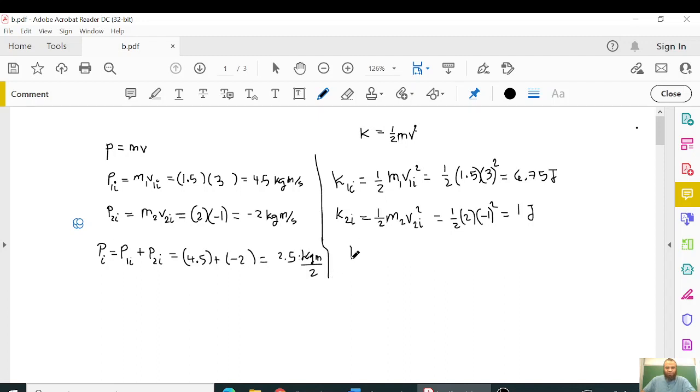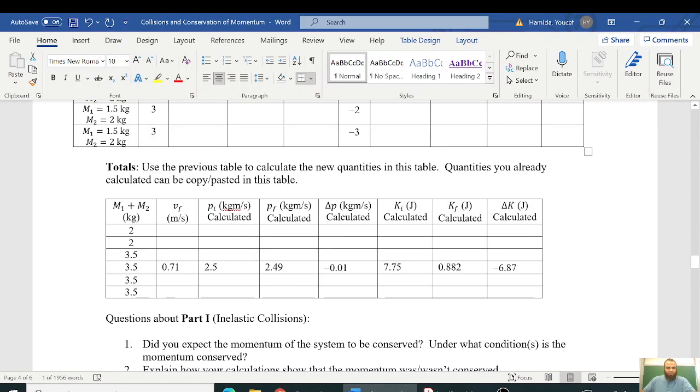What's the total energy before the collision? K initial. It's the sum of the two kinetic energies. K1 initial plus K2 initial. So let's add them. 6.75 plus 1, that's 7.75 joules. So the initial total momentum is 2.5, and the initial total kinetic energy is 7.75. So you get 2.5 and then 7.75.